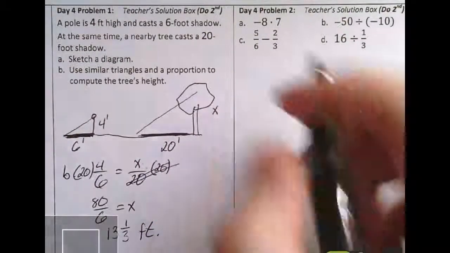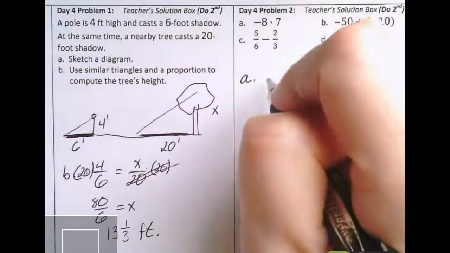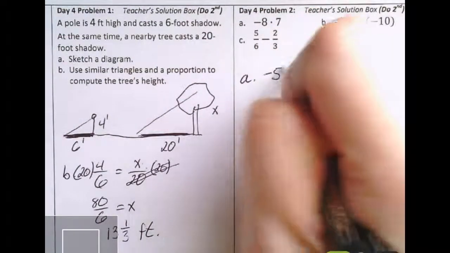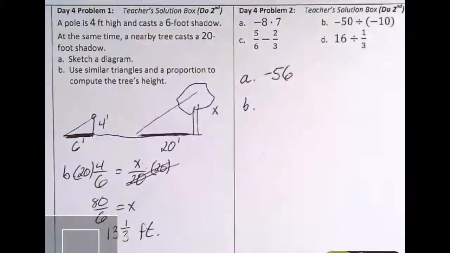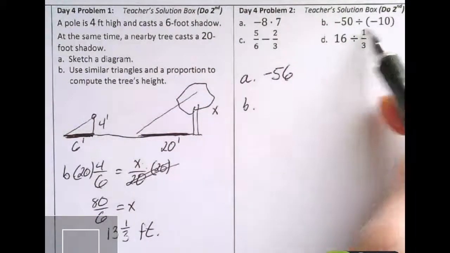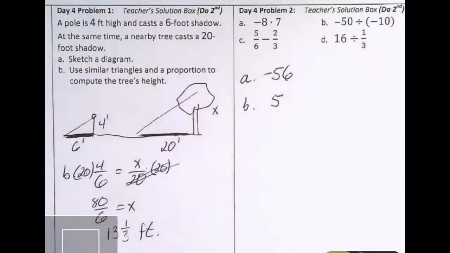Day 4, problem 2. Question A. -8 times 7 is -56. Question B. -50 divided by -10 is 5.